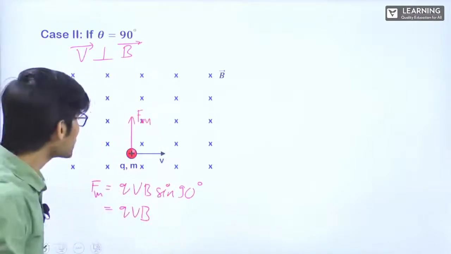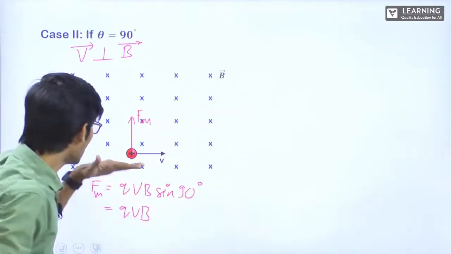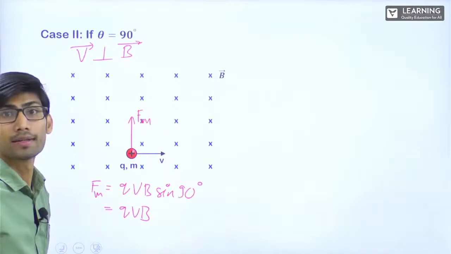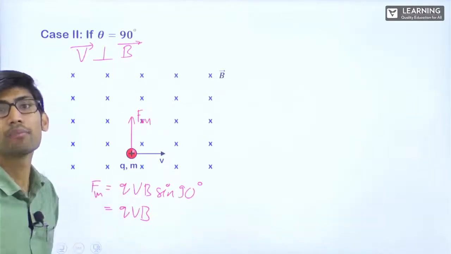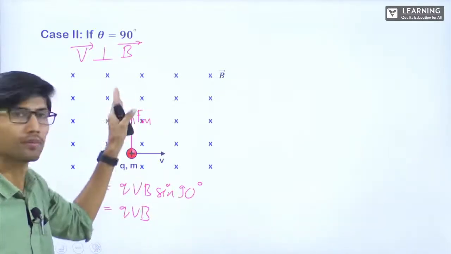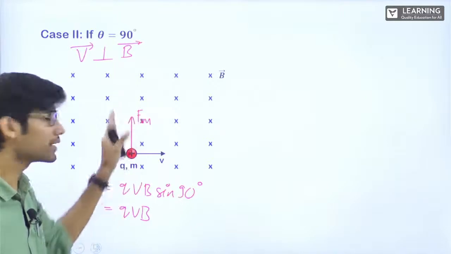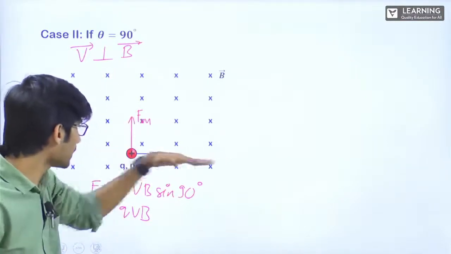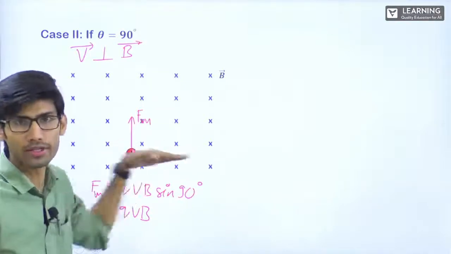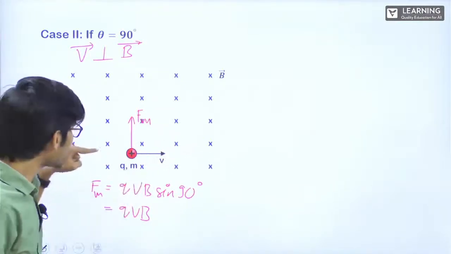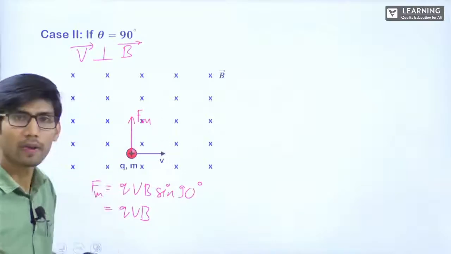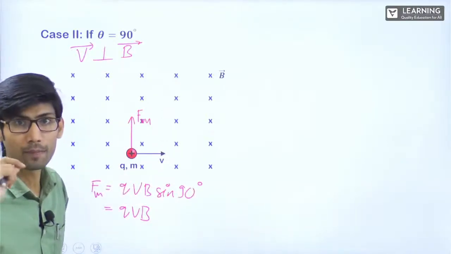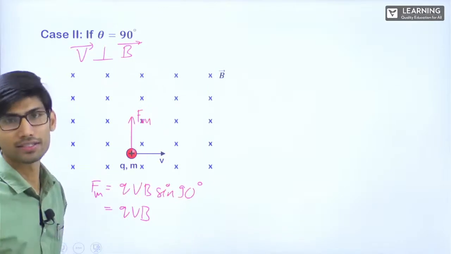Clear? So now see, understand the motion. The particle is going in this direction. This force is upwards. That means acceleration is upwards. As simple as that. So in the horizontal direction, there is no acceleration. So it will keep moving with this velocity horizontally, but then there is an acceleration upwards. So what will happen? The velocity will start changing. The direction will start changing, right?